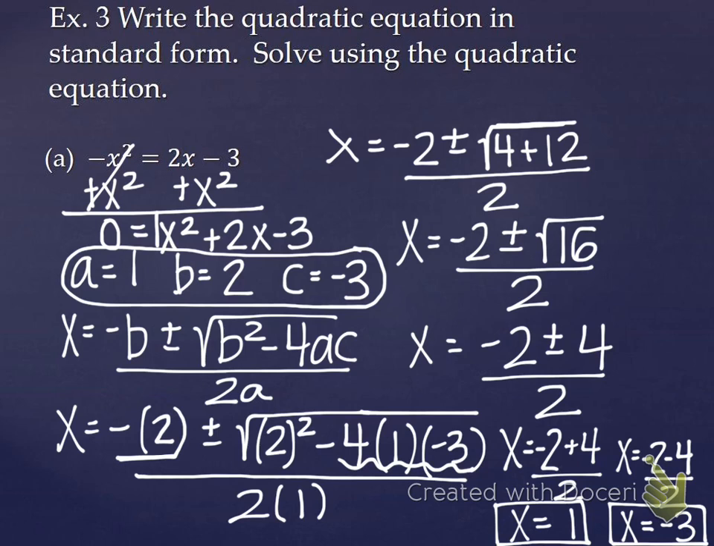And again, let me ask you, what did we just find? X equals 1 and x equals -3. What did we find? The x-intercepts of the parabola. If we were to graph this problem, it would cross the x-axis at 1 and -3. All right, awesome job.